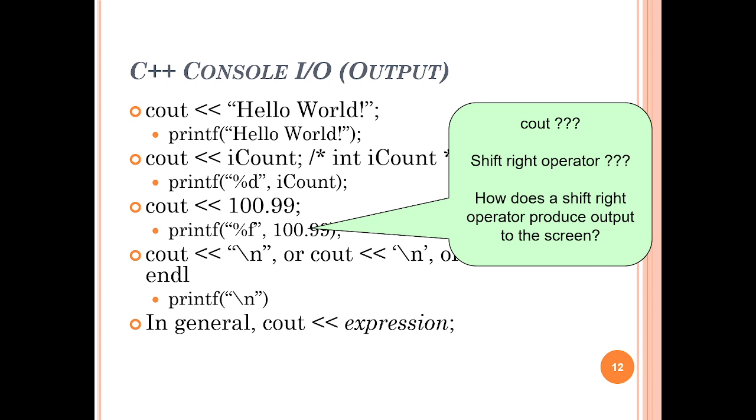So console input and output operations can be done with the cout and cin operators. Here cout uses the shift left operator. This operator produces output to the screen. In general, cout with an expression is the output operator, and the console output is the monitor. We can see it on the monitor. Whatever text is written in double quotes will be displayed on your output screen.